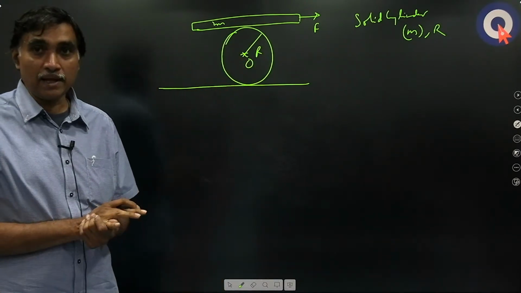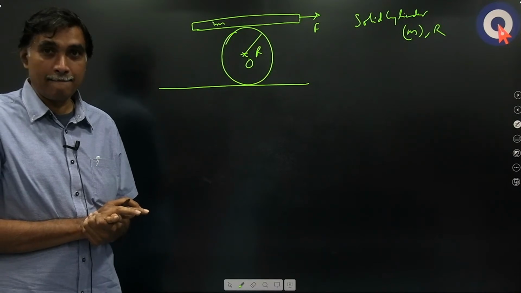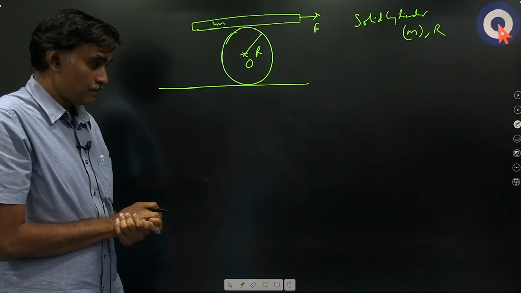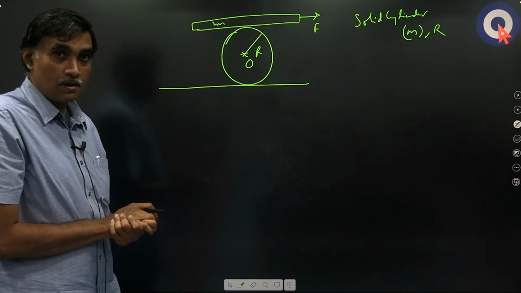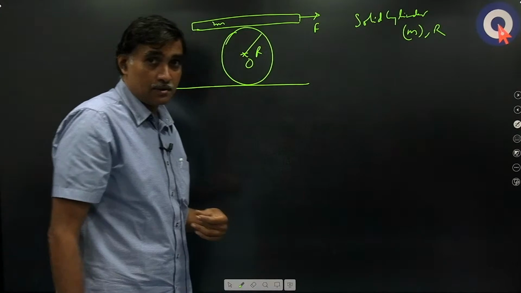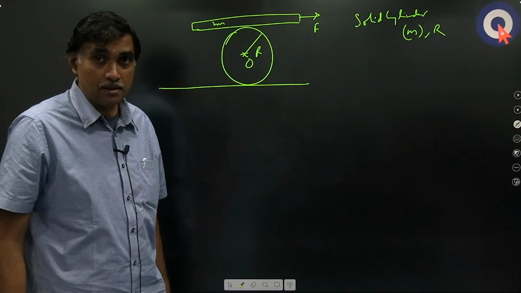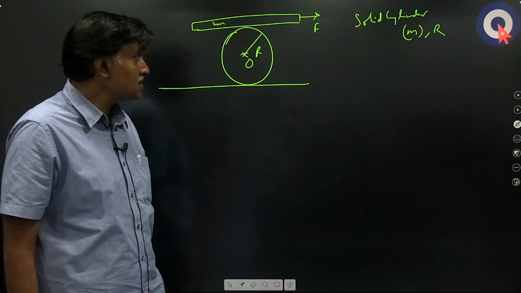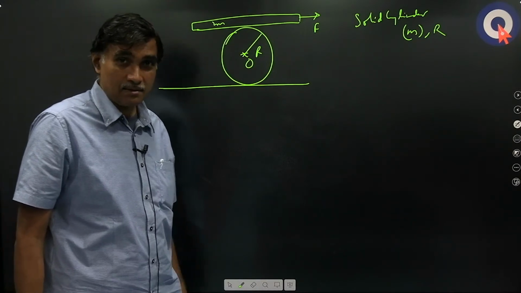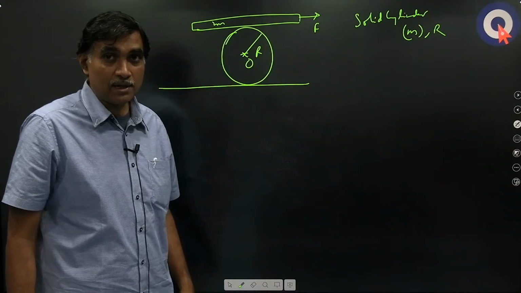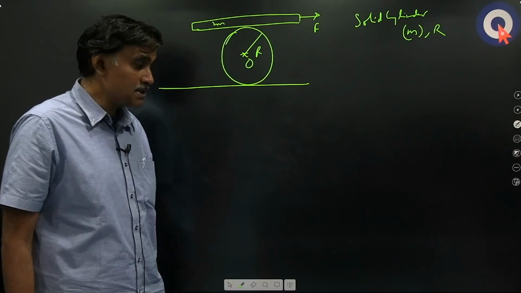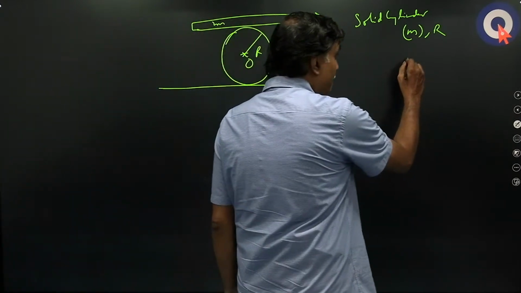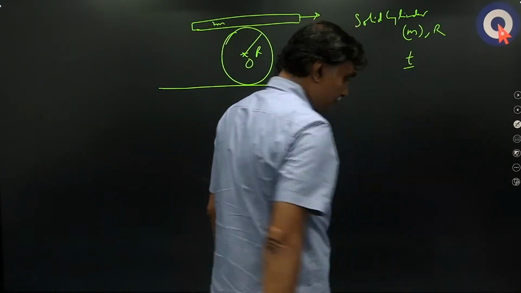Find acceleration of the plank. That is first bit. Second bit. Find work done by frictional force between plank and cylinder on plank, in a time t.